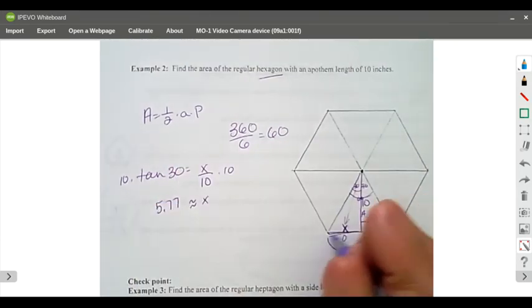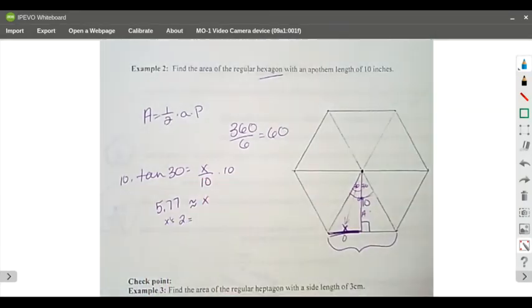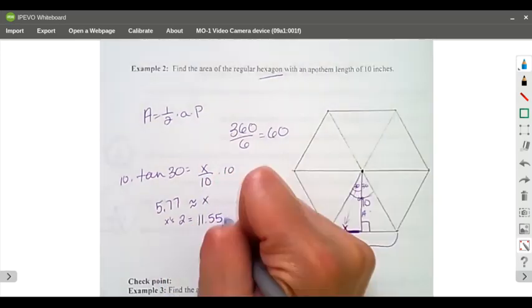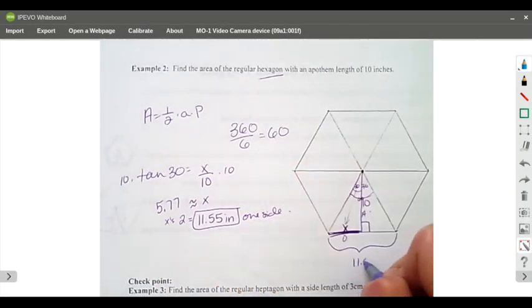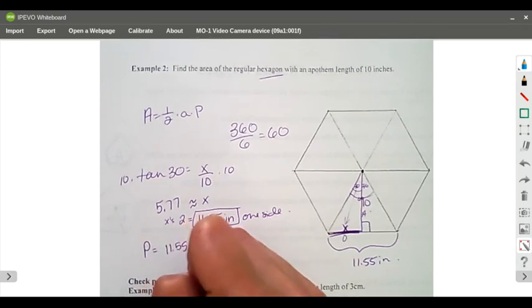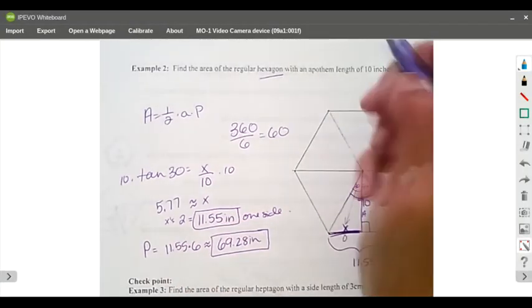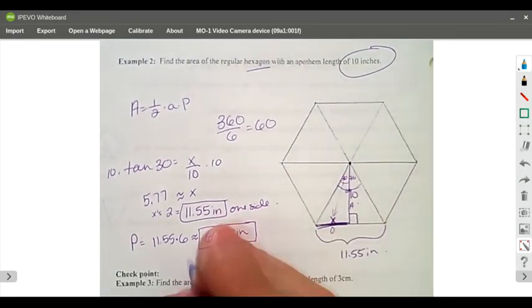And that's just for this part, but we need the whole side. So if you multiply that by 2, we get the whole side, which is 11.55 inches. And there are 6 sides. So to get the perimeter, we're going to do 11.55 times 6, which will give us about 69.28 inches. So that's the perimeter. So we have perimeter, we have apothem is 10, and now we can find the area by just plugging in. So I'll do that down here.